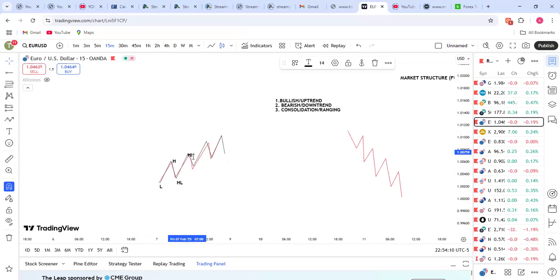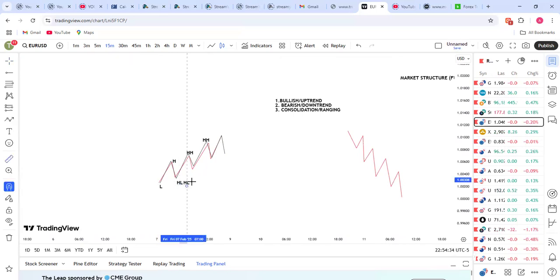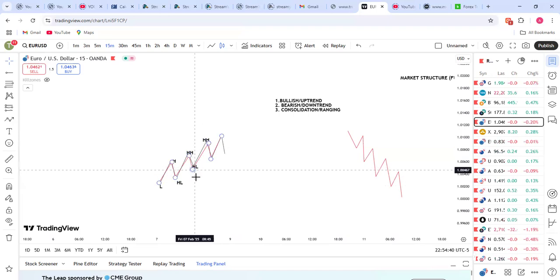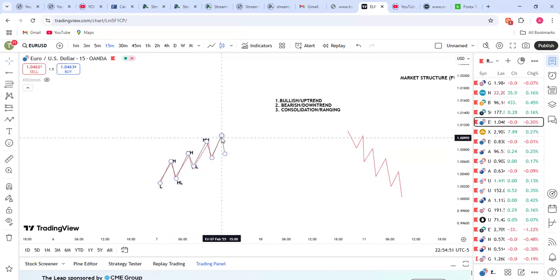So in this context, we have this higher high, and then we have this higher low. This is how we know a bullish trend. The way we know a bullish trend is the way it gives us a series of higher highs and higher lows, higher highs, higher lows, just like that.